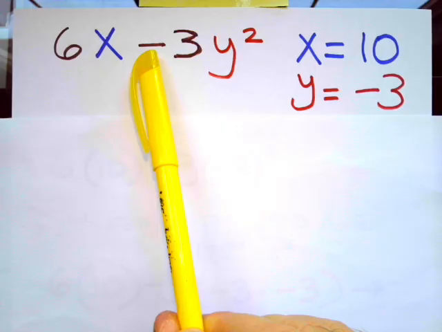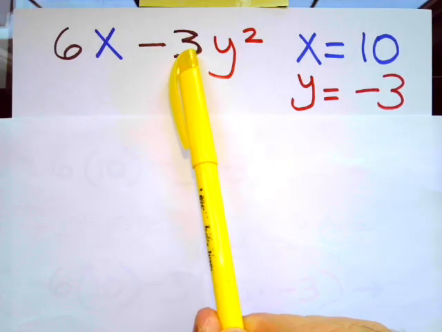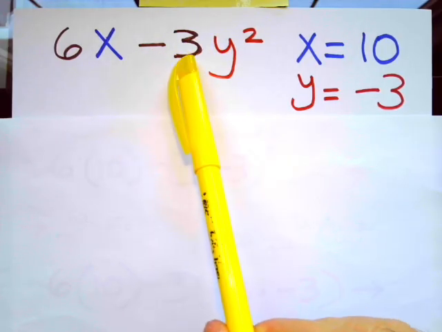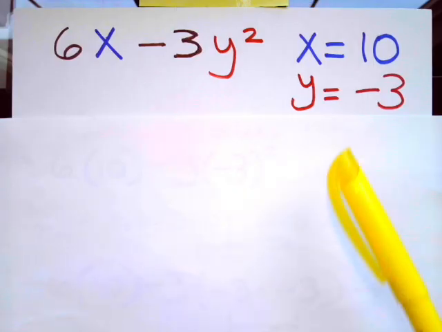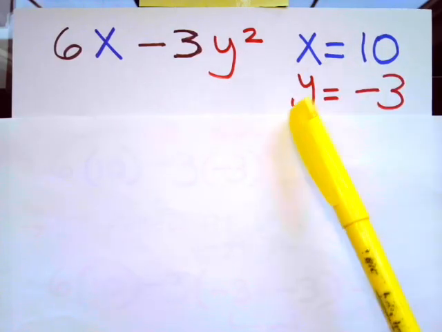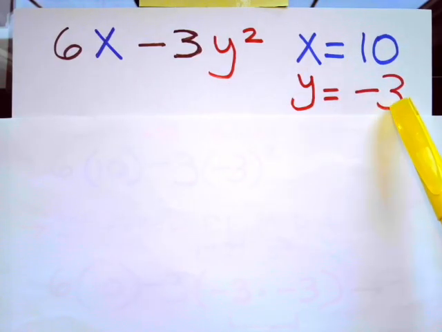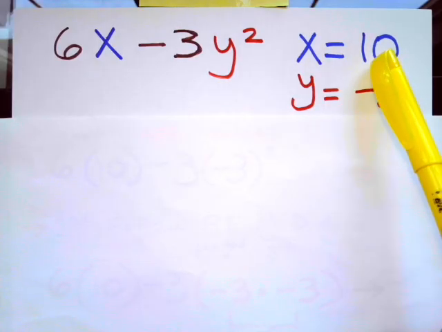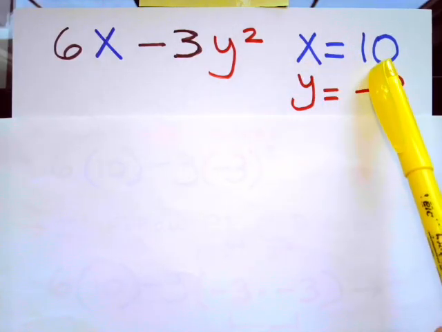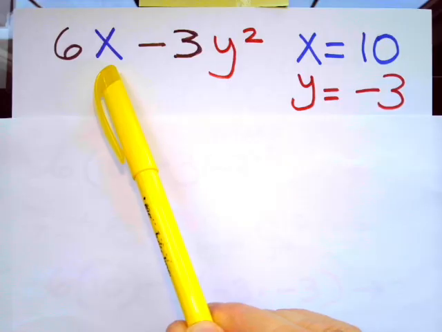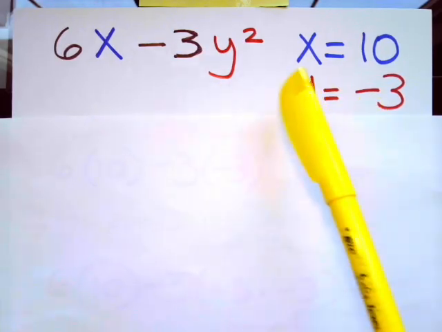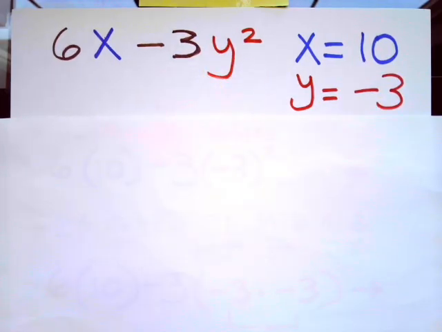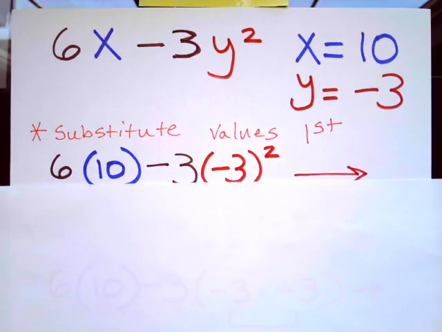That subtraction or negative value goes with the 3. So it's a negative 3, when x equals 10 and y equals a negative 3. So simply put, we're going to substitute 10 for x everywhere we see it in the expression, and then a negative 3 for y everywhere we see it in the expression, and we will then begin to simplify.